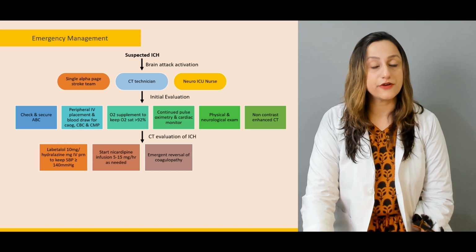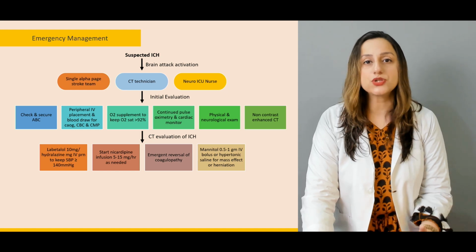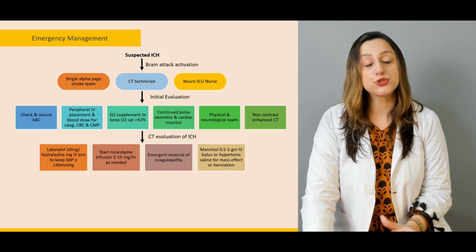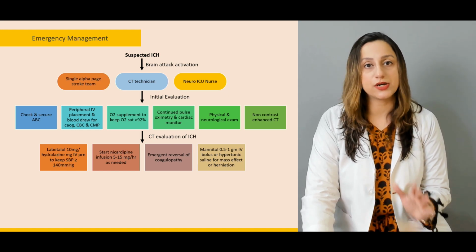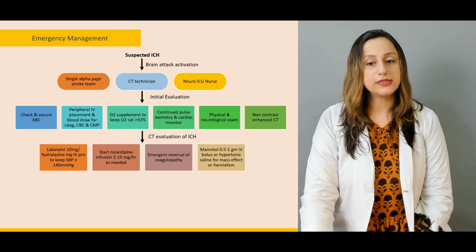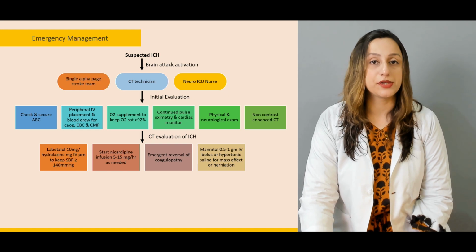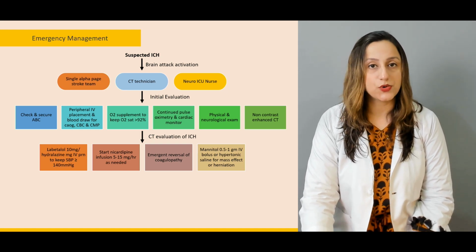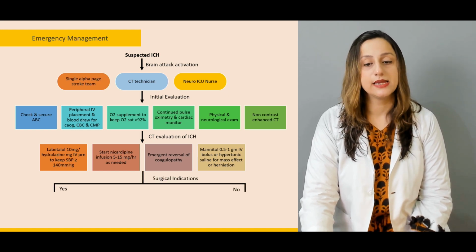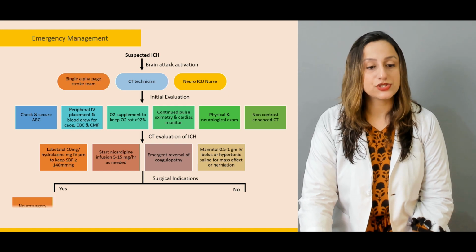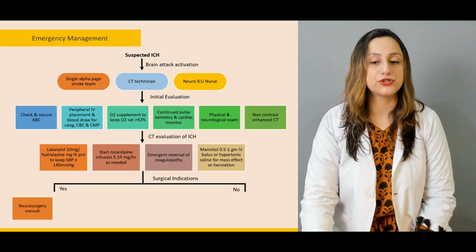The emergent reversal of coagulopathies is very important. If you find out that the patient is on some sort of pharmacological drug, which was a part of the coagulopathy treatment, you're going to stop that drug right away. Mannitol, usually given 0.5 to 1 gram IV bolus, or hypertonic saline for mass effect or the herniation effect. Usually lumbar puncture is prohibited for such patients. Either surgical indications are there, you have to consult the neurosurgeon for such surgical consultations.